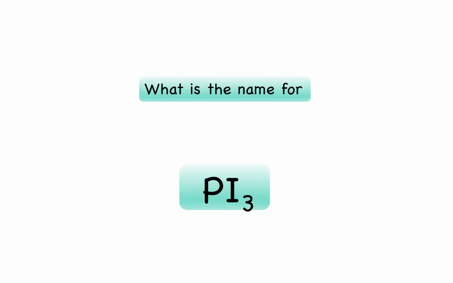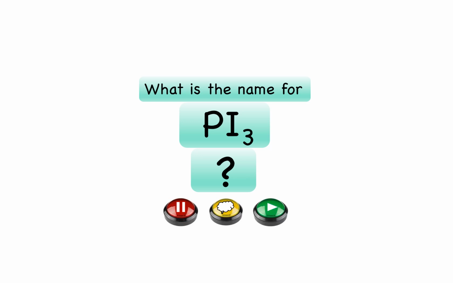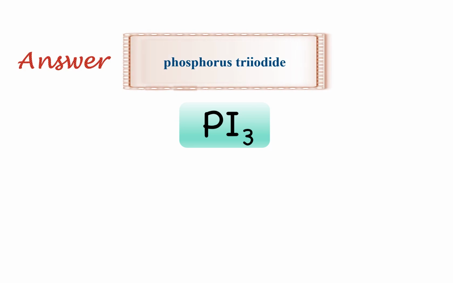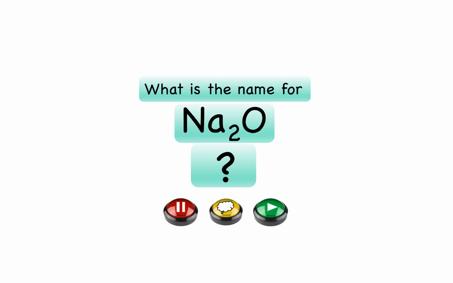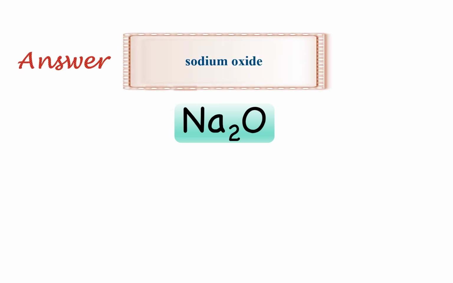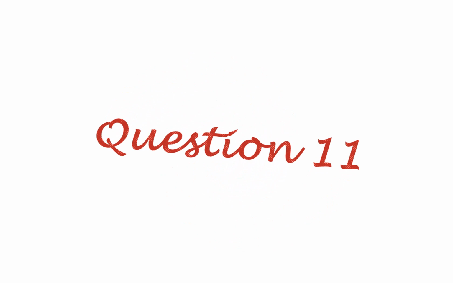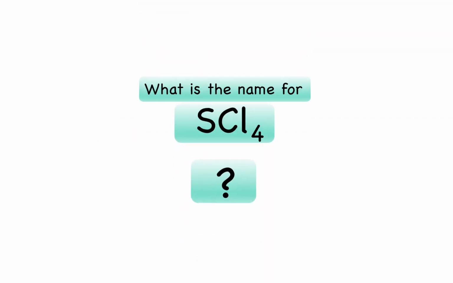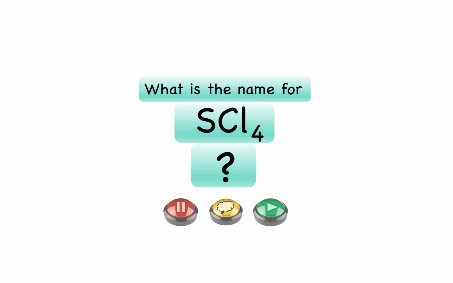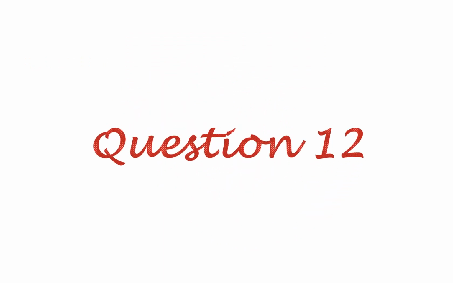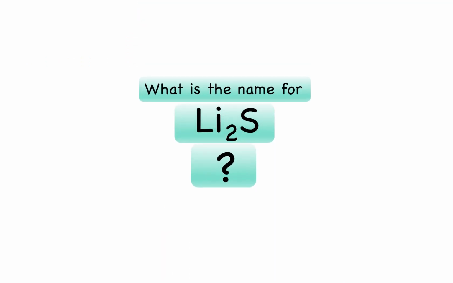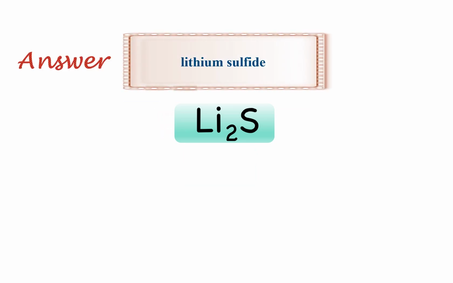Question 9. What is the name for PI3? Answer: phosphorus triiodide. Question 10. What is the name for Na2O? Answer: sodium oxide. Question 11. What is the name for SCl4? Answer: sulfur tetrachloride. Question 12. What is the name for Li2S? Answer: lithium sulfide.